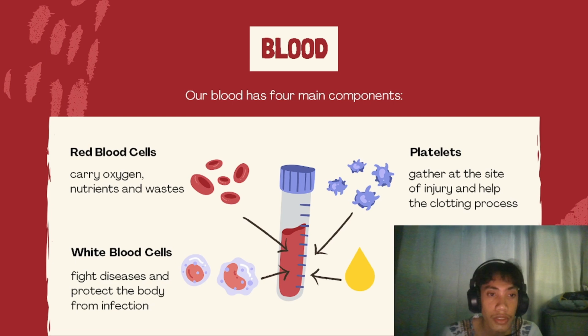So the first is the red blood cells. The red blood cells carry the oxygen, nutrients, and waste. Then the white blood cells fight diseases and protect the body from infection. Then platelets gather at the site of injury to help the clotting process. Then the fourth is plasma, a straw-colored liquid where the other components float.